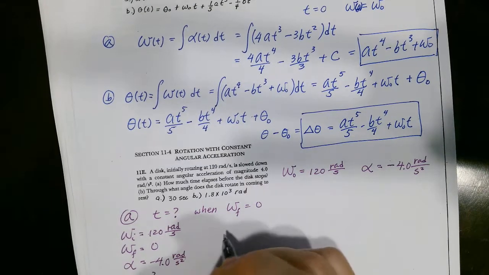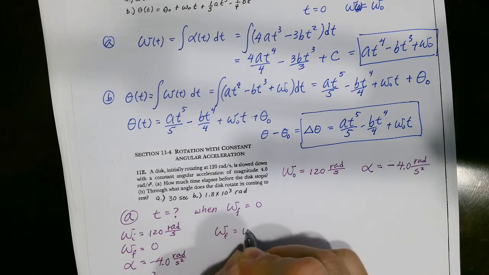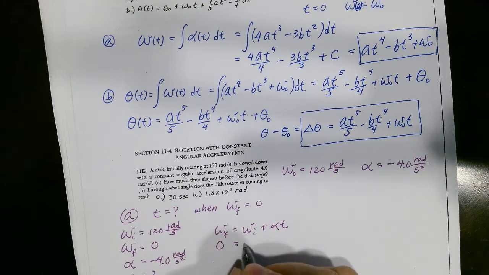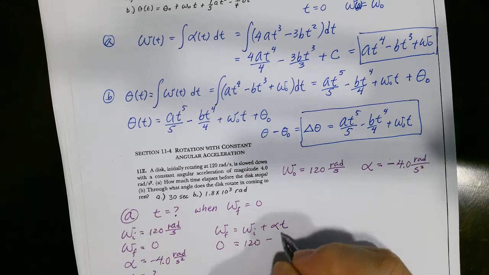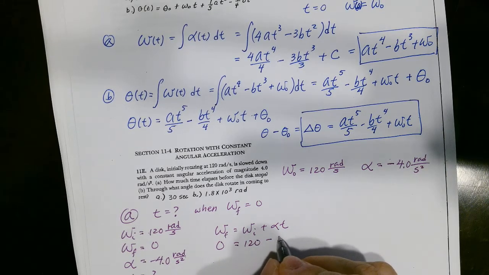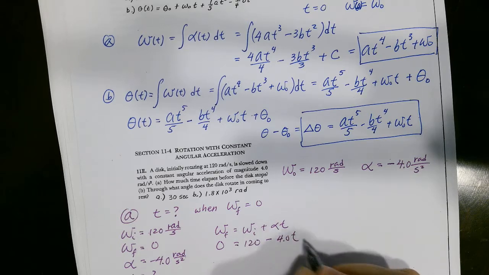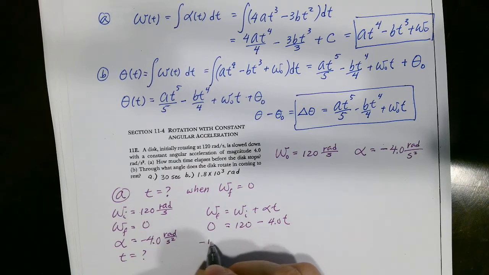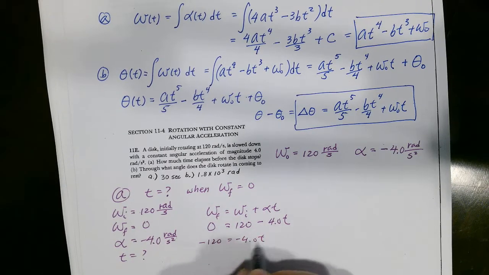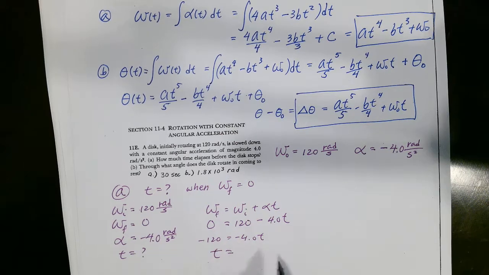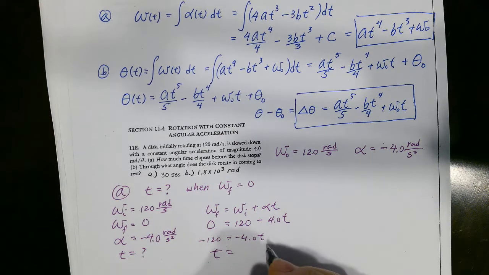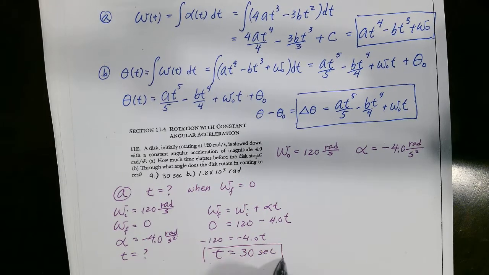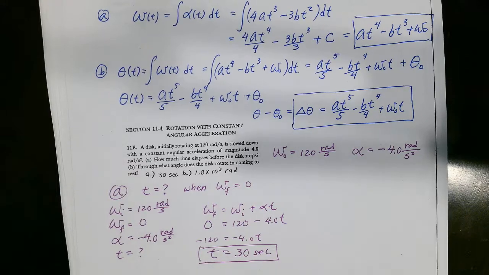That looks like equation number 1. So omega final is equal to omega initial plus alpha t. And since this is 0 and this is 120 minus alpha, which is minus 4.0 t, right? So t is equal to negative 120 divided by negative 4, which is 30 seconds, right? So it takes 30 seconds to come to a stop. All right.